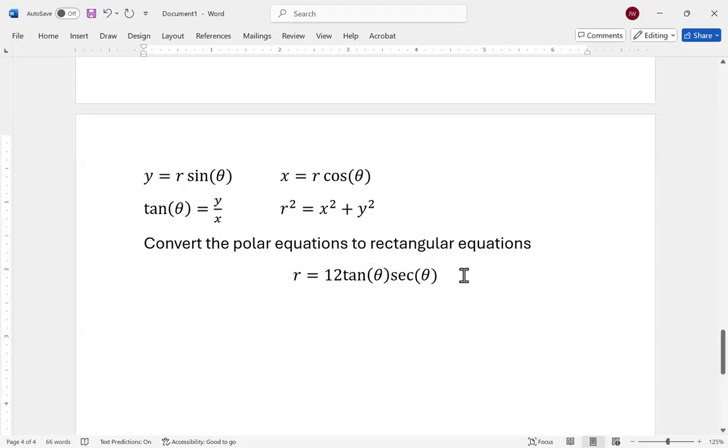Again, one way to do this is not the only way to do this, but one way to do this is to leave tangent of theta alone and replace secant with 1 over cosine of theta.